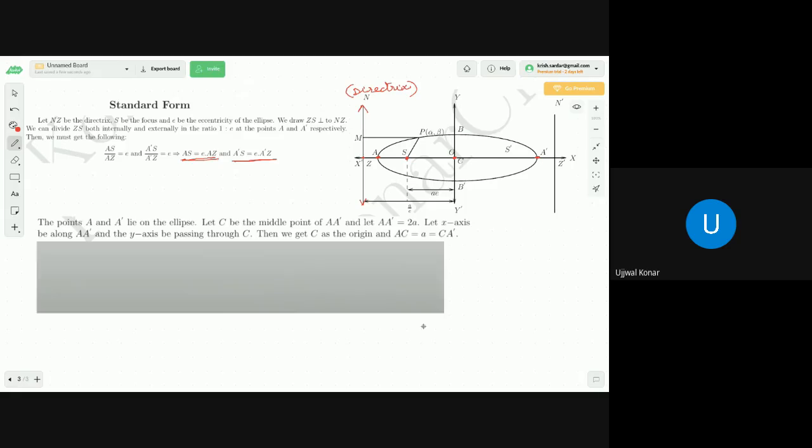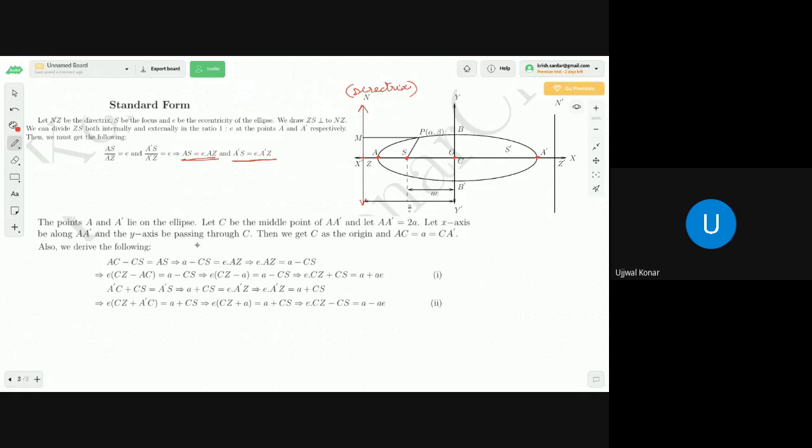So if you see, dear students, AC minus CS is AS. What is AC? AC is A. So A minus CS is equal to AS. And what is AS? AS is nothing but E into AZ. So AC minus CS is equal to E into AZ. That means E into AZ is nothing but A minus CS. Correct? So this is one point we get.